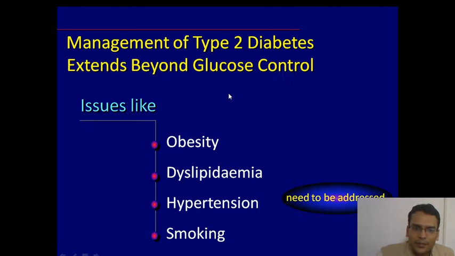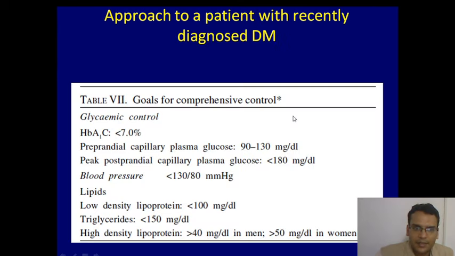So management of type 2 diabetes extends beyond glucose control, because diabetes, it's not just hyperglycemia, it comes with a lot of metabolic abnormalities. So besides addressing hyperglycemia, you also need to address issues like obesity, dyslipidemia, various cardiovascular risk factors like hypertension, smoking. All of these need to be addressed.